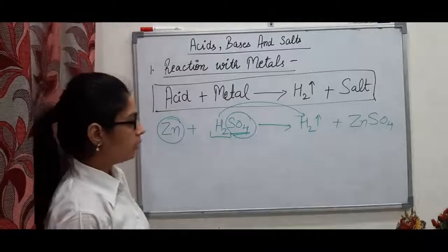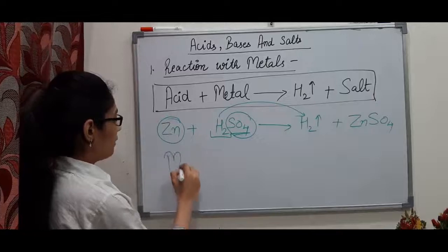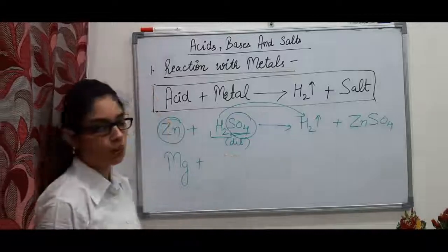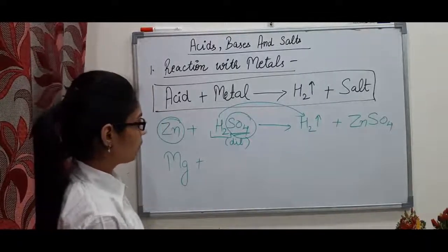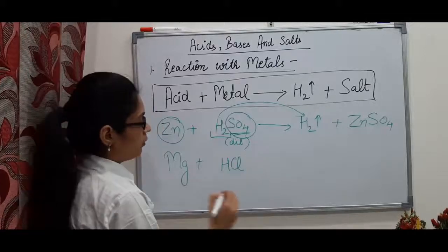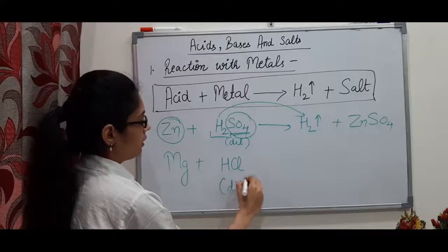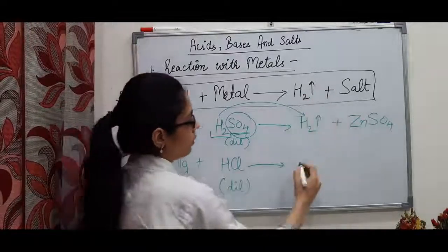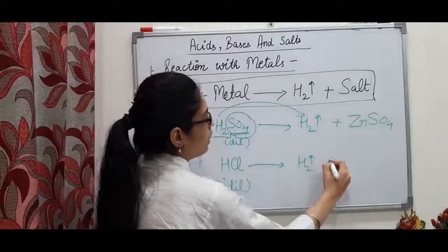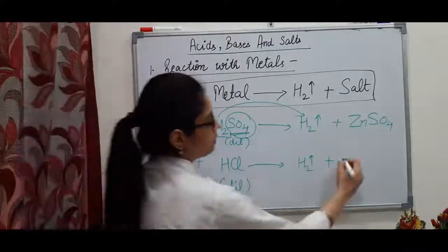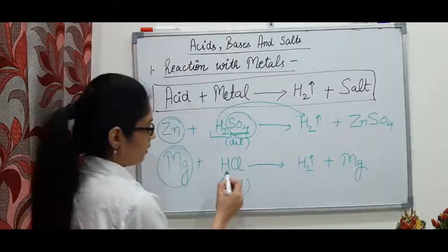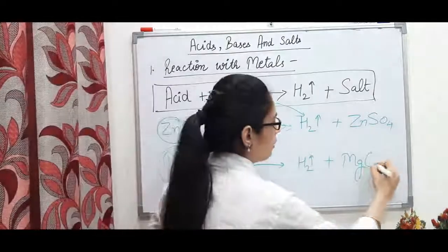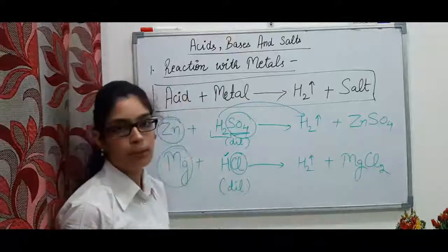Now let's do one other example. Now I can take magnesium, and you have to remember that this acid should be in dilute form. We can take another acid now, HCl, again in dilute form. So our products are confirmed: hydrogen gas plus salt. So hydrogen gas I will write as it is, plus the metal I have to write first. I will write magnesium. Then this hydrogen is already utilized, chlorine is remaining. So I will write Cl2, and it will give me magnesium chloride.